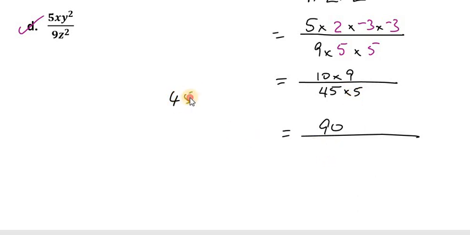Okay, let's do that at the side. 45 times 5. 5 5s, that's 25. 5 4s, 20 plus 2, 22. So that's going to be 90 over 225.